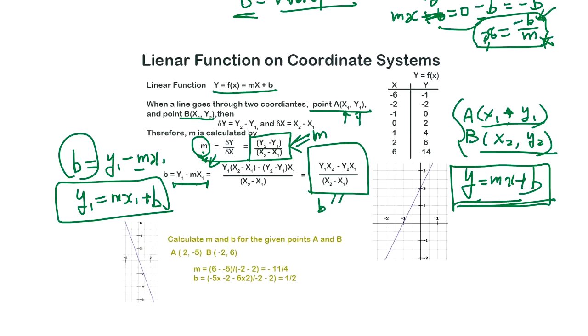Okay, one point determines only the lines that go through that point, but you don't know the slope. So if you have two points, the slope is easy: y2 minus y1 over x2 minus x1. That's the slope. And once you know the slope, you can determine b too. So you can completely determine the linear equation once you have two points. Okay?